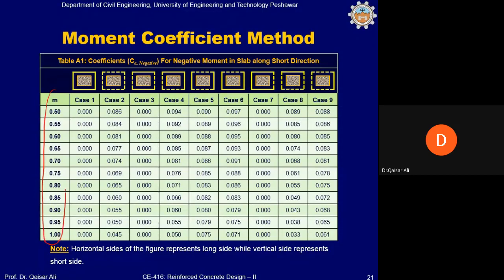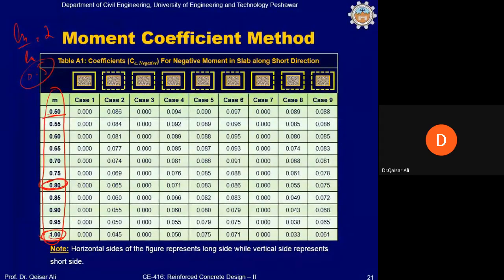अब इसमें आप जरा देखें, if we are calculating for example CA negative, you can see there are m values in the left column. In our case, it is 0.8, shorter to longer span ratio. It starts from 0.5 up to 1, because LB divided by LA is equal to 2. From this, the two-way action starts. If we take reciprocal of this, that is shorter to longer span ratio, it will become 0.5. And it is 1 because it is a perfect square panel. In this case, the load transfer along both directions will be the same. Okay. In our case, m is equal to 0.8.